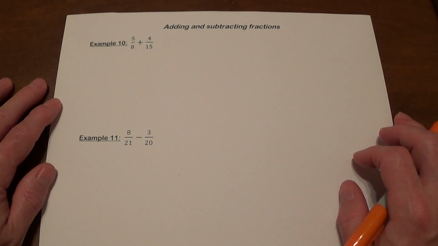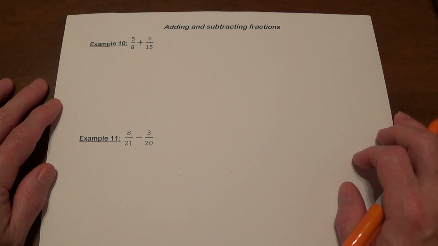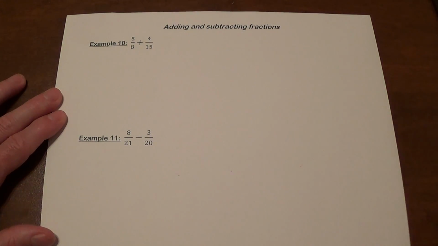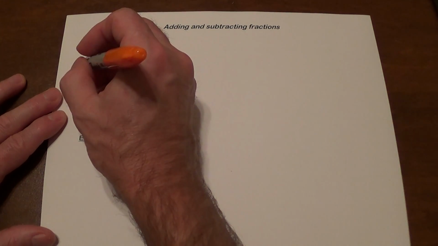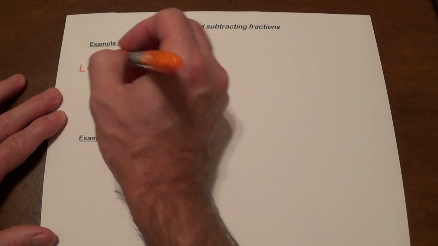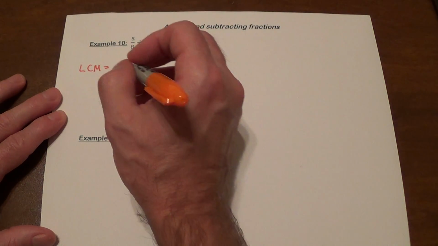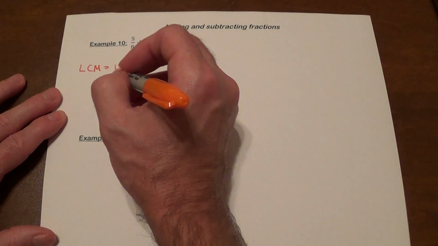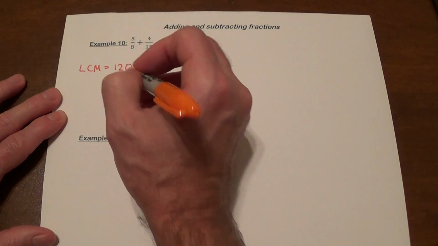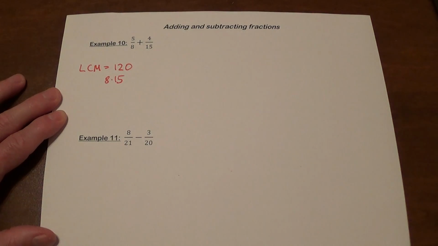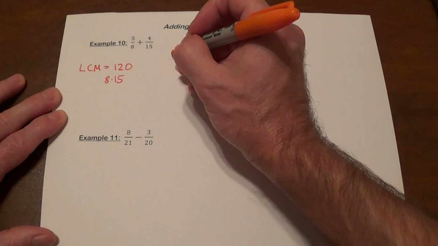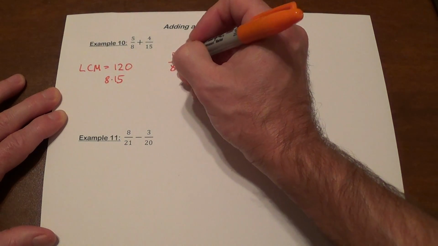5/8 plus 4/15. So now it's getting even more challenging. What we have here is a situation where the least common multiple will actually be the product of the two numbers. The only way you can get the least common multiple here, because of what these numbers are, is going to be their product, which is 120, which is 8 times 15. So it doesn't really change anything. You are still going to work on that the same way.